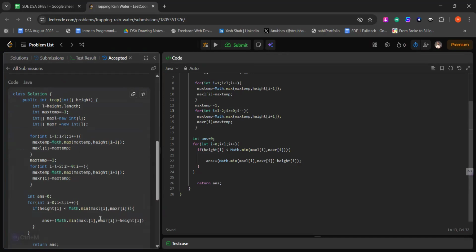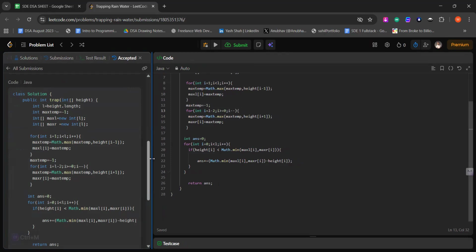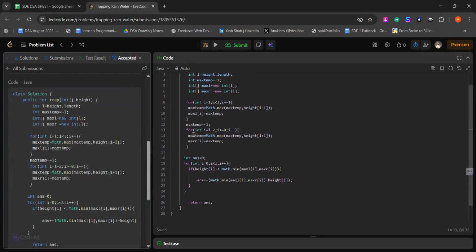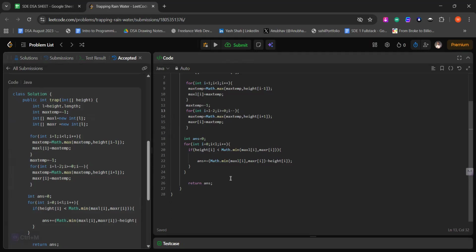And let's analyze the time complexity of this solution. Since we are traversing the array only one time, which is O of n, therefore, this is linear time complexity. You see here, this loop is going only once, single loop. This is also a single loop. This is also a single loop. So O of n plus O of n plus O of n is nothing but O of n only, right?